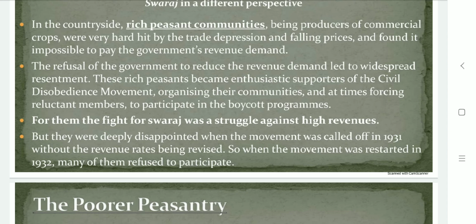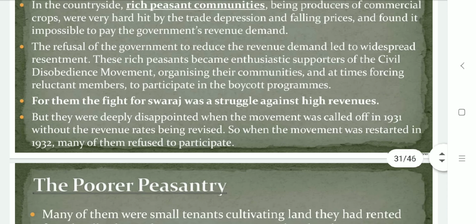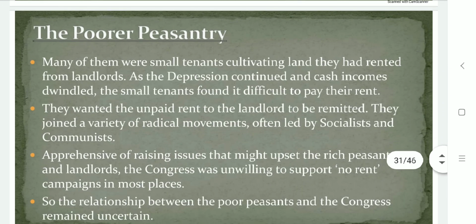That is why, when this movement was restarted in 1932, I mean to say the second phase of civil disobedience movement, many rich peasants refused to participate in this movement.